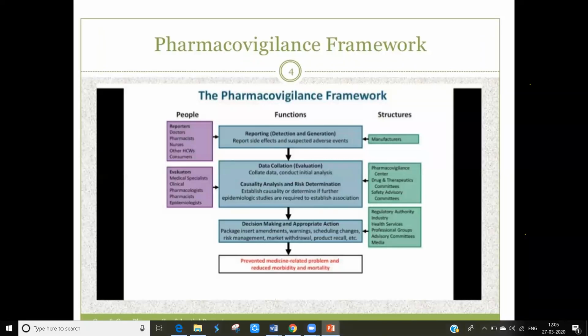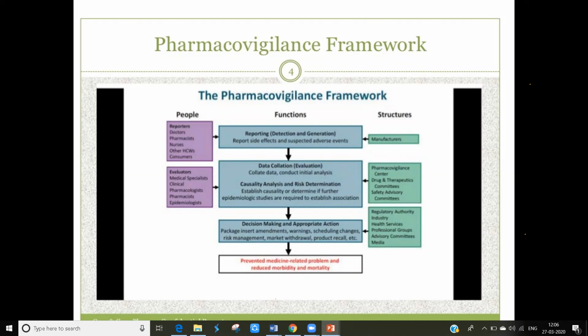So this is how the pharmacovigilance framework looks in total. We need people, which we call resource persons, and there are a few functions that go on here. And also we need structural, that is the basic facilities, to run these vigilance activities.